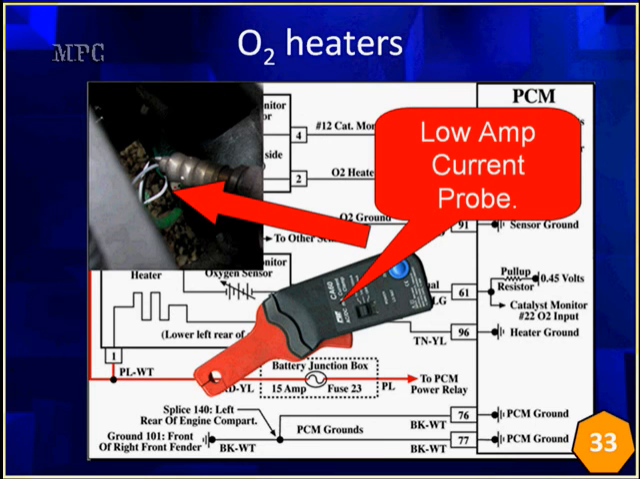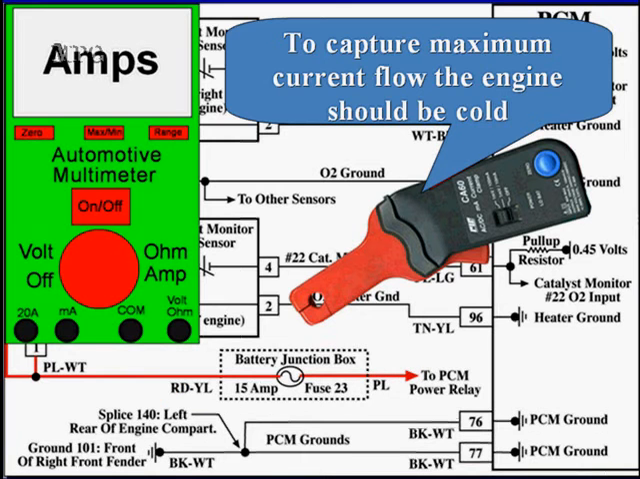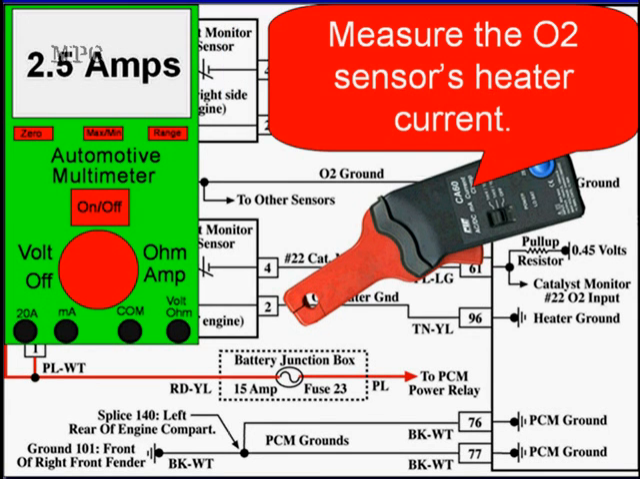We're going to clamp around that wire. We can either use the positive side or we can use the ground side here. But if you want to capture the maximum current flow, the engine should be cooled. We're going to read the amperage and measure the O2's heater current. Now the question is, is this 2.5 amps normal, high, or low?